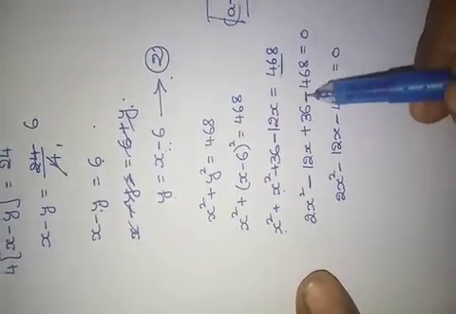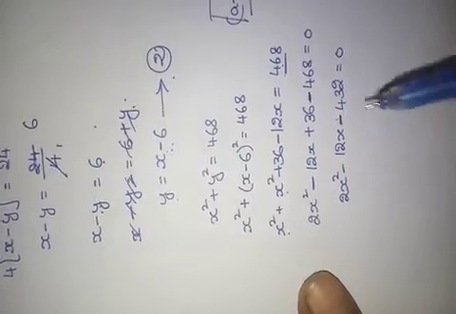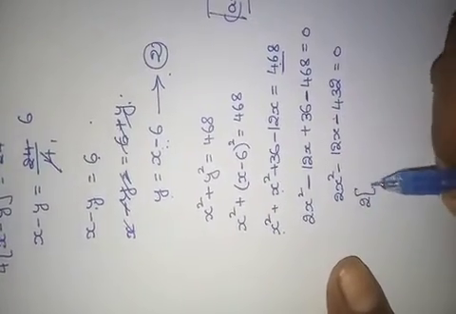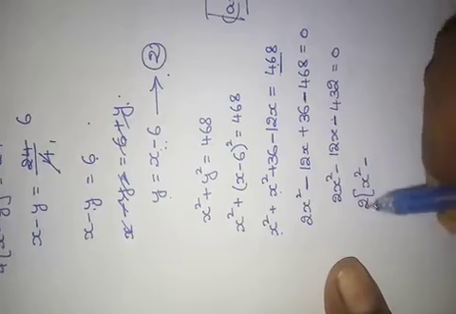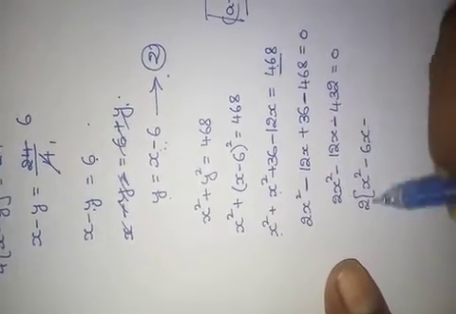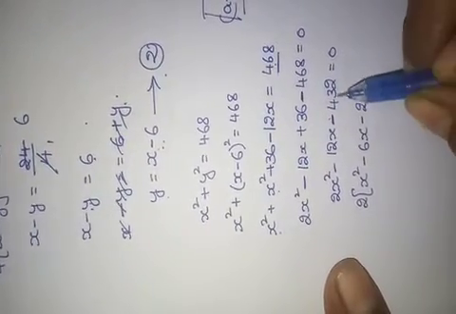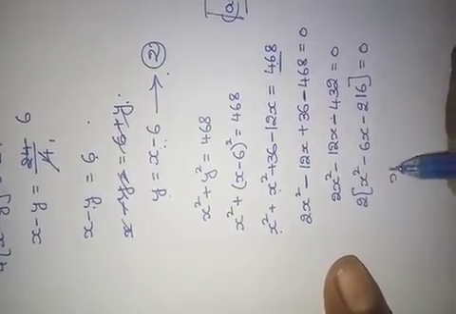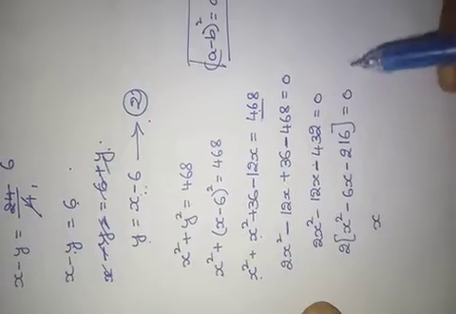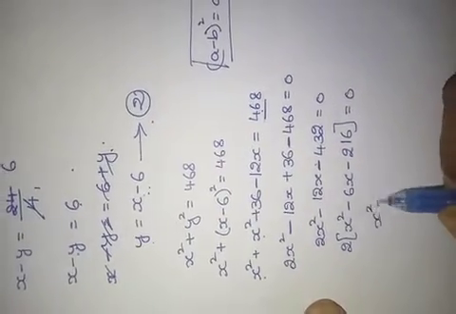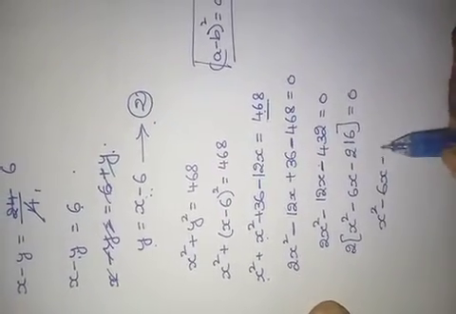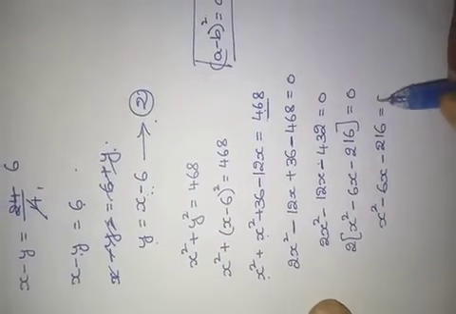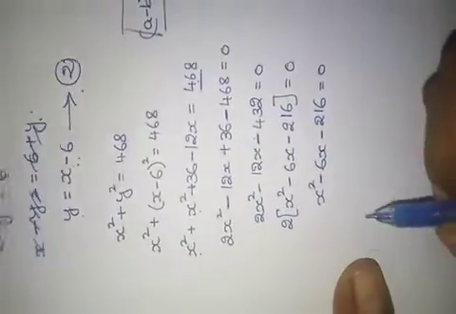See here, bigger number symbol what? Minus. So minus. Now take 2 common. x square minus 2 6s are 12x minus, 2 2s are 4, 2 1s are 2, 2 6s are 12, equals to 0. Now send this 2 to that side. If I send 0 by 2, 0. So what will it become? x square minus 6x minus 216 equals to 0.